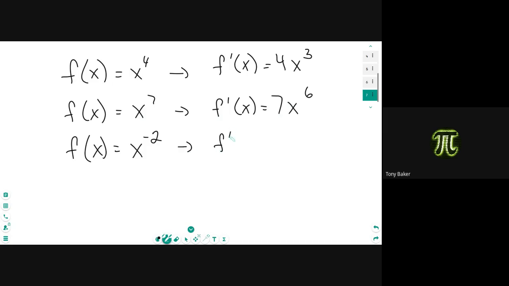What about this one? So if we follow the same rule, right, it'd be negative 2x to which power? Negative what? 3. Same rule applies.